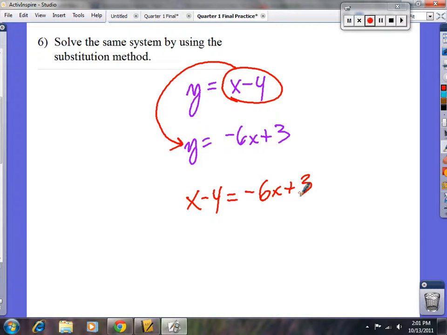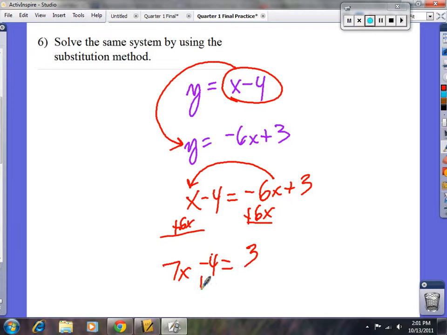Solve the equation. I'm going to move these x's over here. So I'm going to plus 6x, plus 6x. So you're going to have 7x minus 4. On the right, you're just going to have 3. Add 4, add 4. To the left, to the right, you have 7x equals 7. So that must mean x equals?